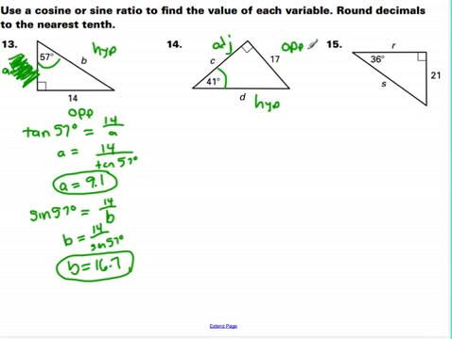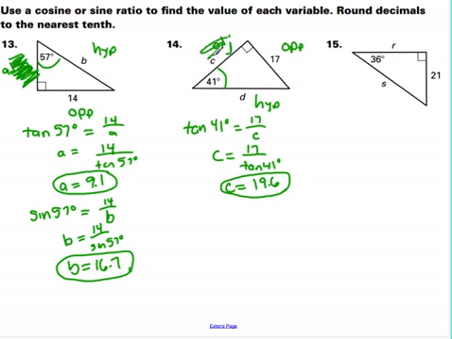If I have my opposite and adjacent, again I'll use the tangent function. Tangent of 41 degrees equals my opposite over my adjacent. I'll cross multiply and divide. That's 17 divided by the tangent of 41 degrees. And C would equal approximately 19.6.